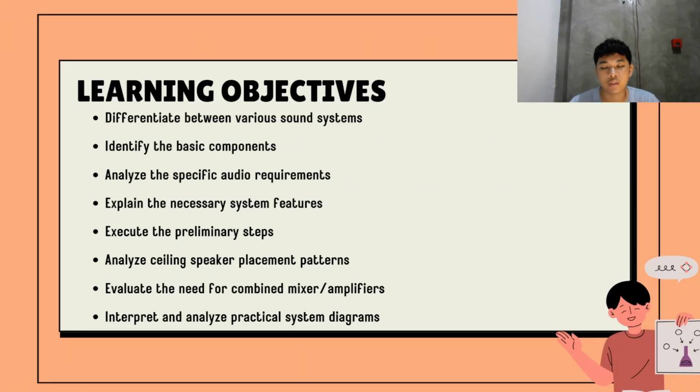So the learning objectives that we are going to get in this topic is to differentiate between various sound systems, identify the basic components, analyze the specific audio requirements, explain the necessary system features, execute the preliminary steps, analyze ceiling speaker placement patterns, evaluate the need for combined mixer or amplifiers, and interpret and analyze practical system diagrams.